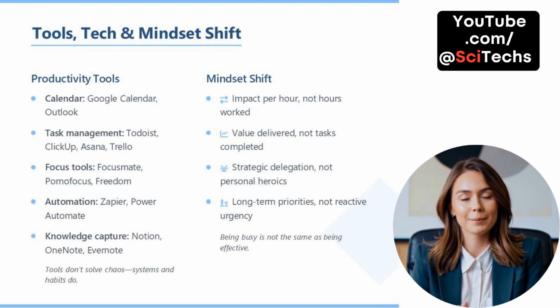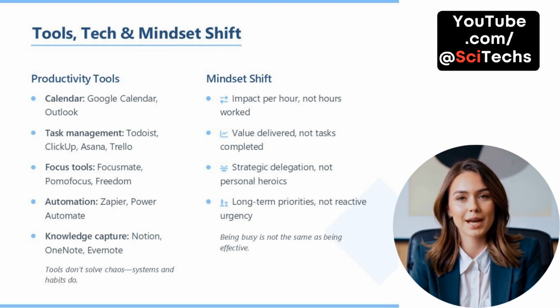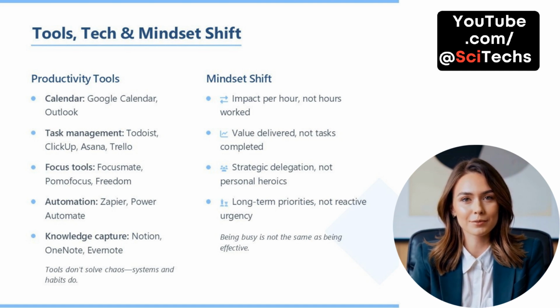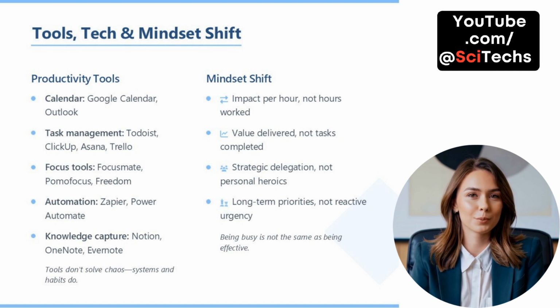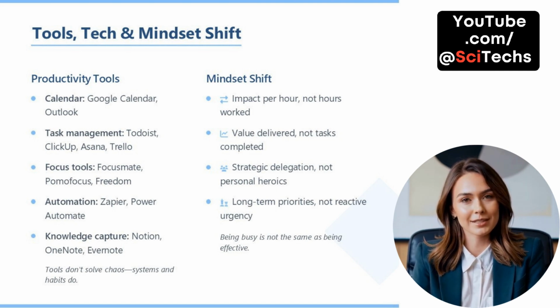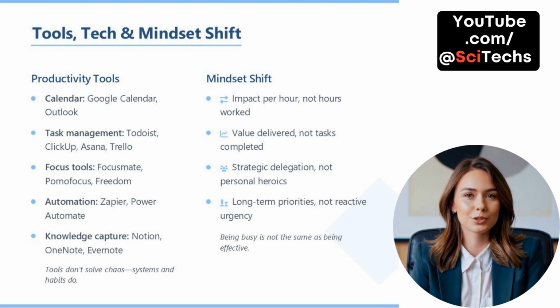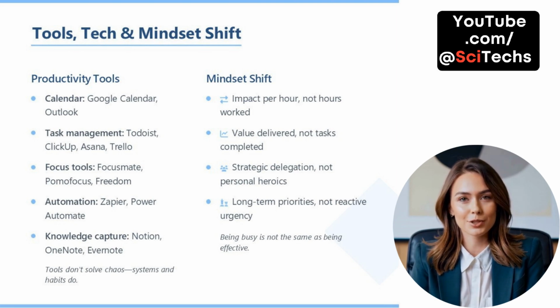Tools, tech, and mindset shift. Digital tools can support productivity, but they don't replace systems or habits. Use calendars like Google Calendar or Outlook to time block and plan. Task managers like Todoist, ClickUp, or Trello help track deliverables. Focus tools like PomoFocus and Freedom minimize distractions, while automation platforms like Zapier or Power Automate streamline recurring tasks. Apps like Notion or OneNote are great for knowledge capture.